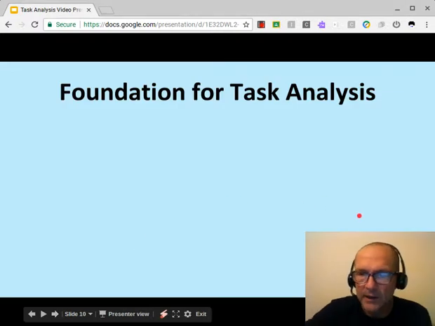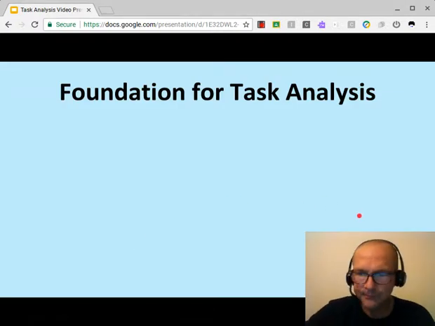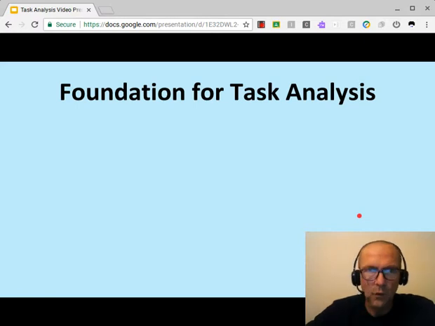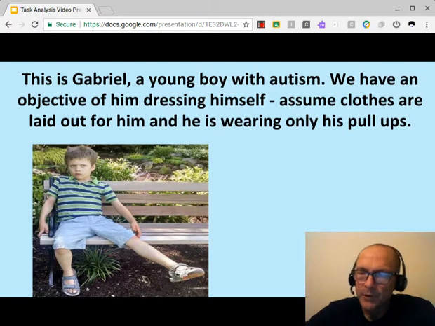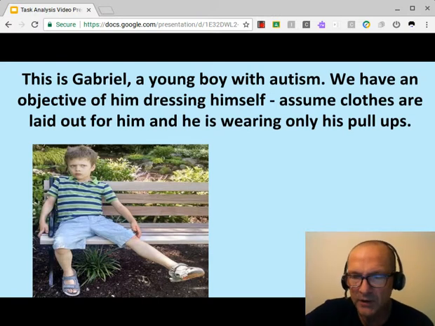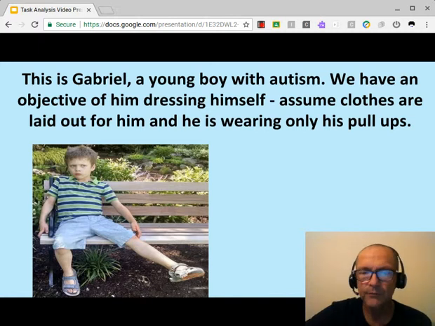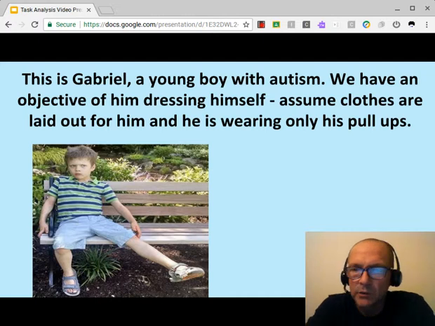Okay, so let's take a look at the blue section here and lay a foundation for using this task analysis approach. I had referenced task analysis used in other areas, and special education teachers may have seen this. So let's look at an example here.